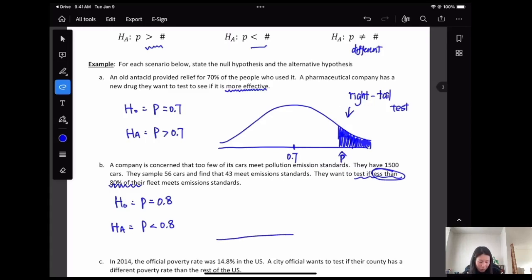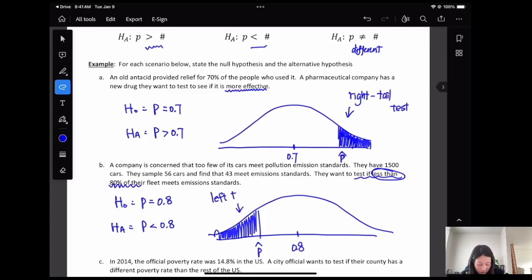So on the sampling distribution, we build around the null hypothesis, which is 0.8 in the center. Since it's less than, it's going to be somewhere in here. So our p-hat, which is our sample proportion, is going to be less than 0.8. This is also called a left tail test.